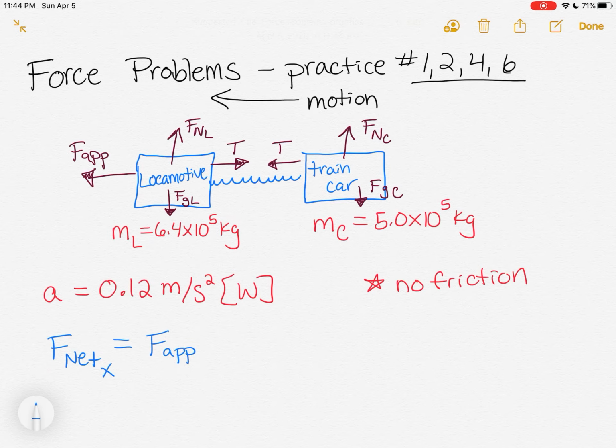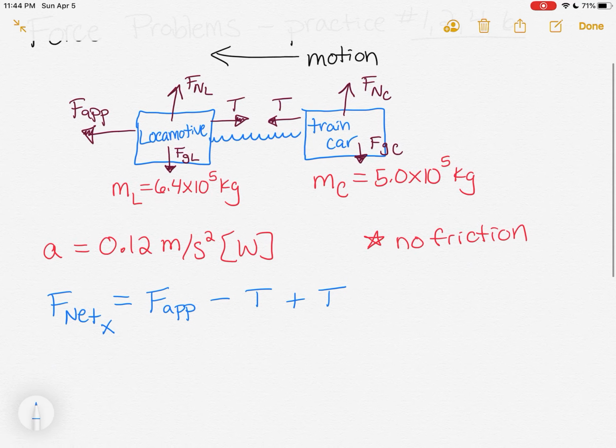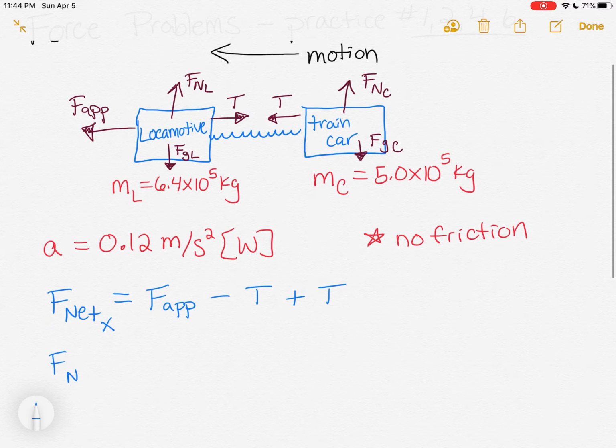We have our F applied, and that's going in the positive direction, the direction of my motion. Then I'm going to subtract my tension from my locomotive, and then add the tension from my train car. Tension from my locomotive is going opposite my motion, but tension from my train car is going with my motion. So one is negative and one is positive. That means my F net x ends up just being my F applied.